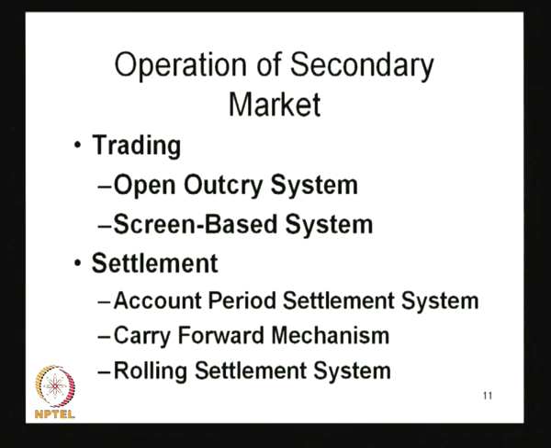Now we are talking about the operations of the secondary market, how the secondary market works. Secondary market operation basically has two steps. What are these two steps? One is trading, another is settlement. Once the trading takes place, after a certain time the settlement takes place for the delivery. Whenever you talk about trading, the trade can take place in the open outcry system as well as in the screen based system.